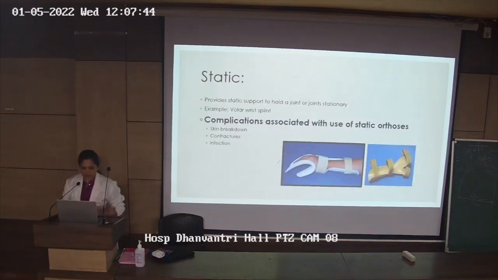Then the static one. This is the functional orthosis. It provides static support to hold a joint stationary. The one in the picture is the volar wrist splint. The complications associated with the use of static orthosis are due to continuous pressure on bony prominences or weak or thinned out skin. It will lead to skin breakdown. And if the patient keeps his hand in a particular position, then eventually he will develop contracture or infection due to excessive sweating or environmental conditions.